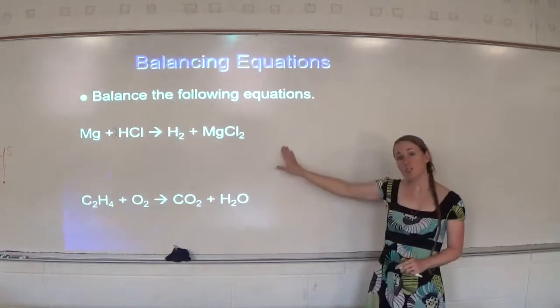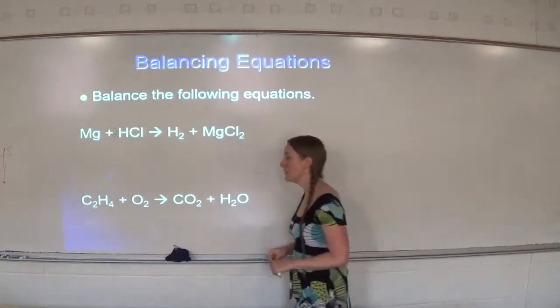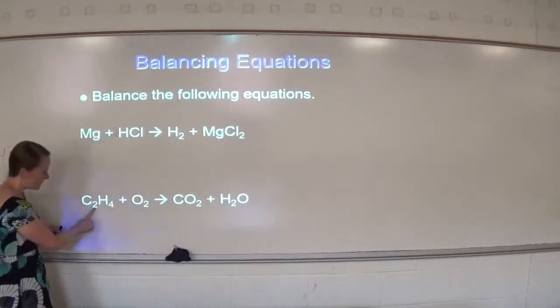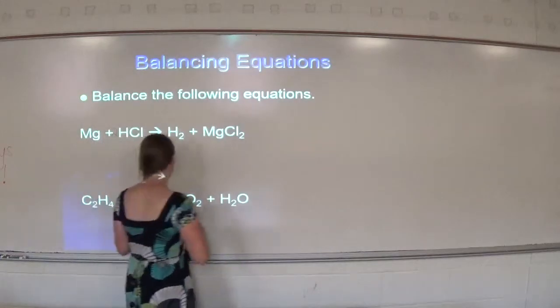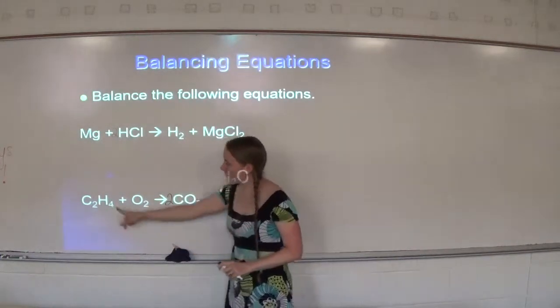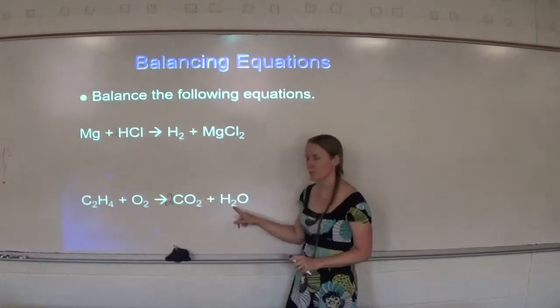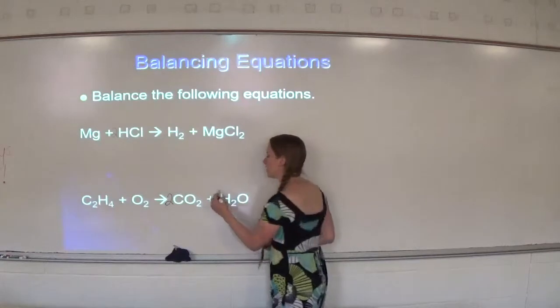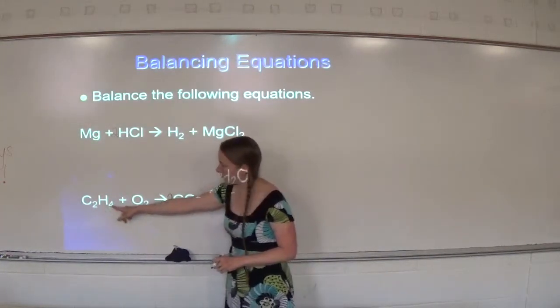Alright, so if you didn't try the first one, pause it and try this one, and then we'll look at it together. So it says we have 2 C's here, and here I just have 1 C. So I'm going to put a 2 in front. Alright, and then we have 4 H's here, but here I only have 2. So what times 2 will make 4? A 2. So see, now I have 4 hydrogens, 4 hydrogens.